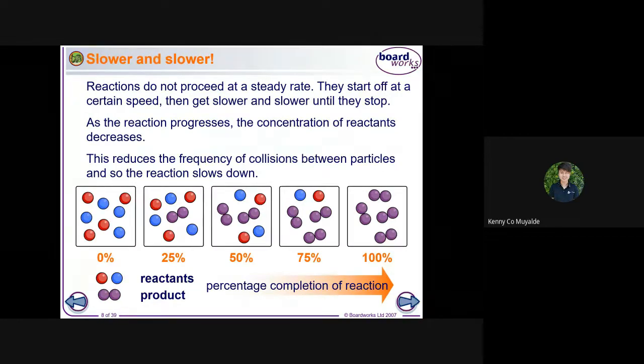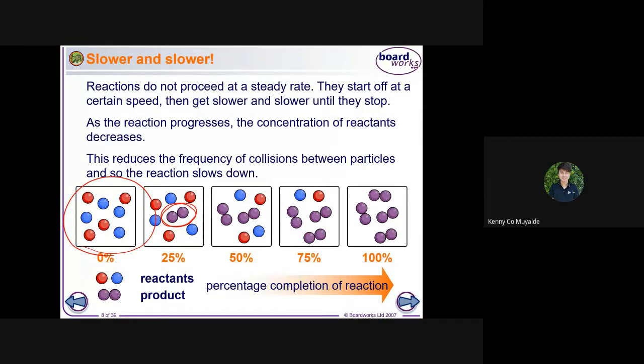So reactions do not proceed at a steady state. So ibig sabihin, hindi siya diretso lang na mabilis or diretso mabagal. So sa umpisa, masyadong mabilis kasi marami pang reactants na present. So they start off at a certain speed and then habang tumatagal, lalong bumabagal hanggang sa mag-stop na yung chemical reaction. Bakit kaya? Kasi sa umpisa pa lang kasi panay reactants pa lang. Yung mga magko-combine pa lang para magkaroon ng chemical reaction. Habang tumatagal kasi, mas marami ang nabubuo na product. Itong mga product na to, hindi na to mag-undergo ng chemical reaction. So magiging parang balakid na lang siya.